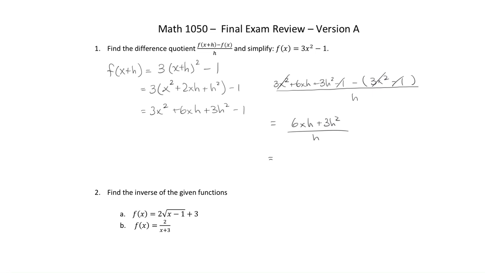And we can factor out the greatest common factor between these two terms, which is 3h, but since there's only a single h in the denominator, I'm just going to factor out a single h from the numerator. So I'm going to factor out h, leaving 6x plus 3h. So now those can cancel out. So the result of simplifying the difference quotient is 6x plus 3h.